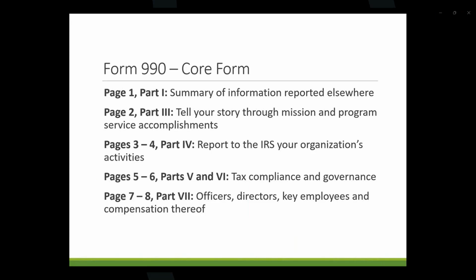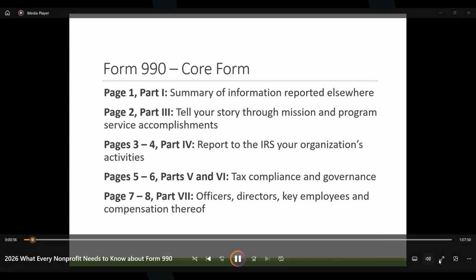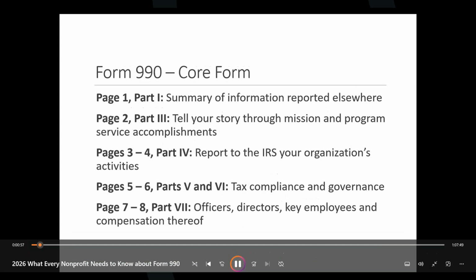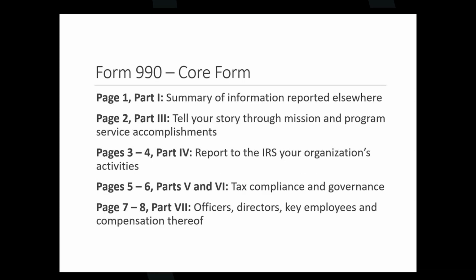Part 3 is where you display your mission statement and your program service accomplishments. So this is where you'll showcase what your organization accomplished throughout the year. Part 4 is the checklist of required schedules. So this is where you'll be reporting to the IRS on your organization's various activities. And the responses to these questions will usually drive what supporting schedules will need to be completed.